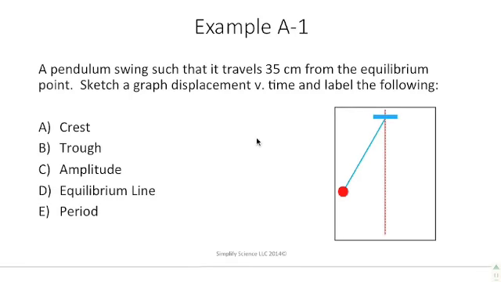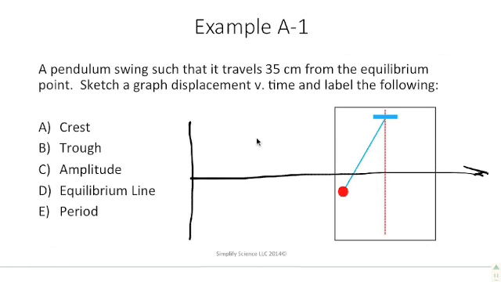Okay, so we come to example A1. Example A1 says, a pendulum swings such that it travels 35 centimeters from the equilibrium point. Sketch a graph of displacement versus time and label the following. So we know we want to look at displacement versus time, and we would go ahead and draw the graph.